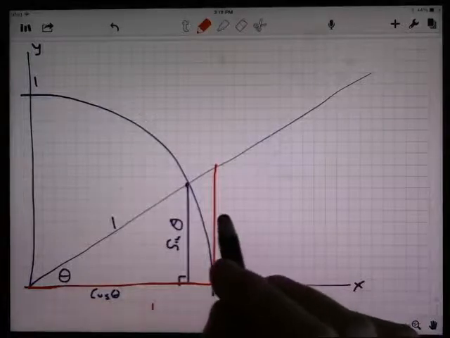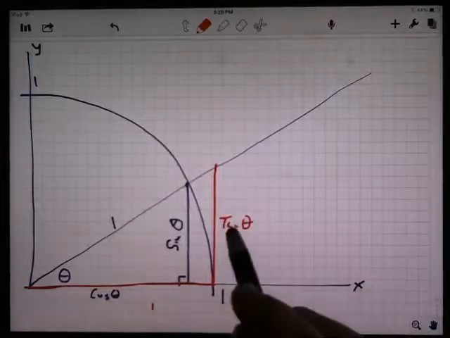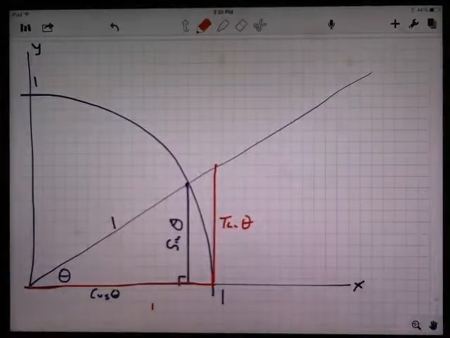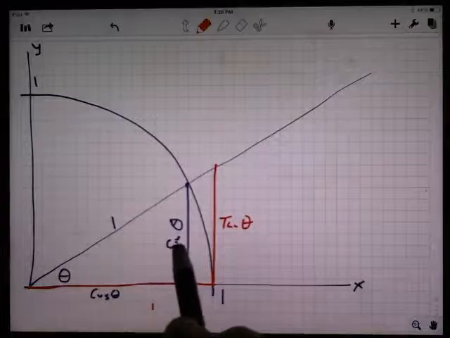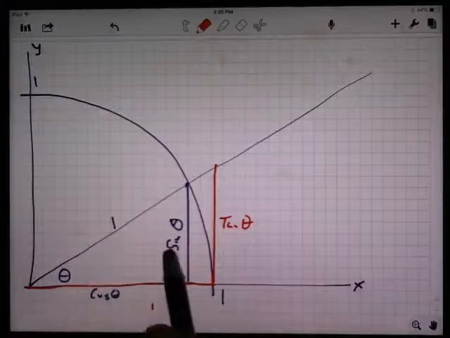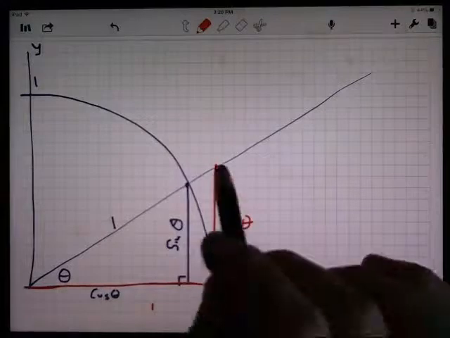This length right here has to be tangent theta, because whatever length it is divided by 1, opposite divided by adjacent, should be the tangent of theta. So that length is the tangent of theta, just like this was sine theta. Whatever this length is divided by 1, opposite over hypotenuse, that had to be the sine. Now with the 1 on the adjacent side, this length has to be the tangent.